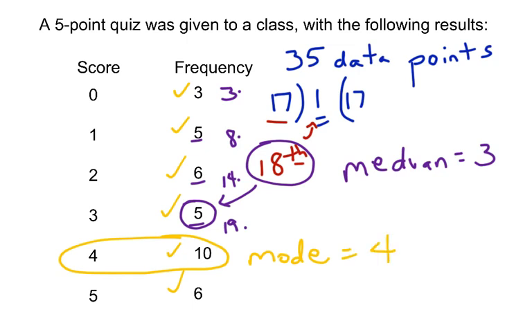The median might take a little bit of practice, but if you just keep in mind that we don't have 6 data points here, we have 35 data points, and the number of times that each one occurs in the data set is what is shown by the frequency, you should be okay.